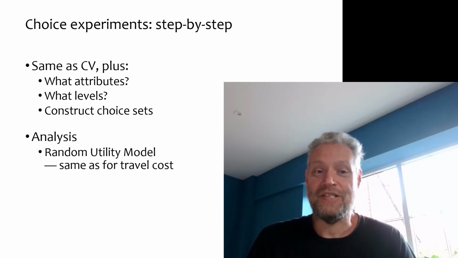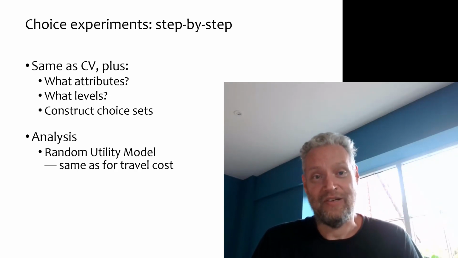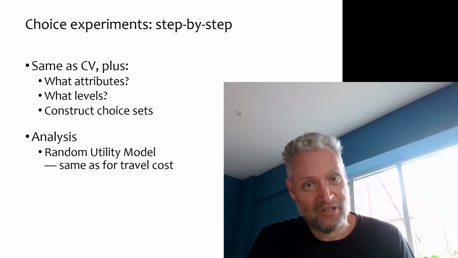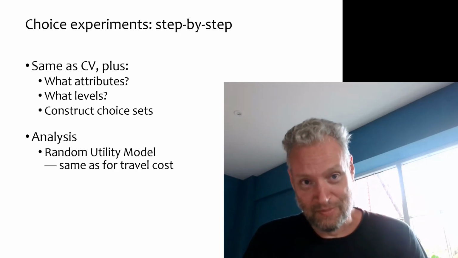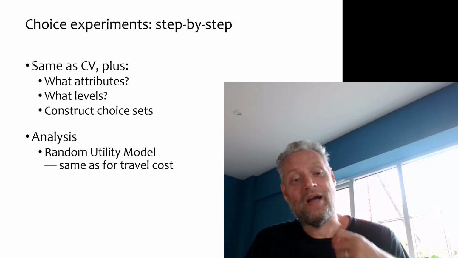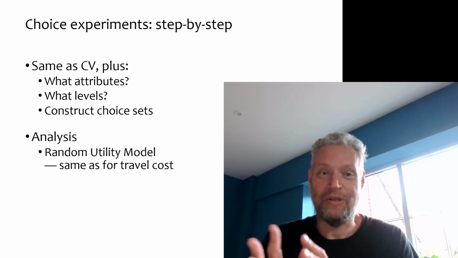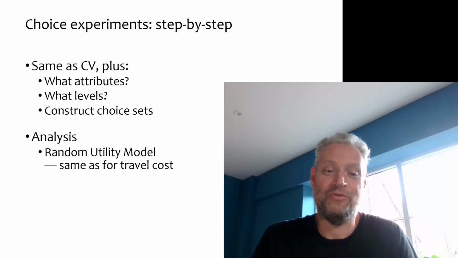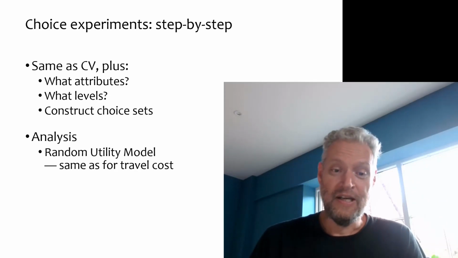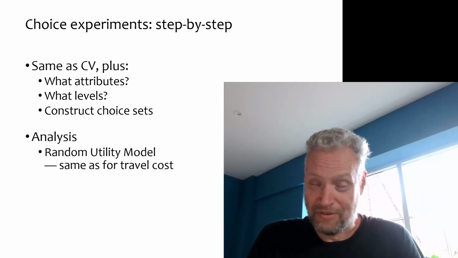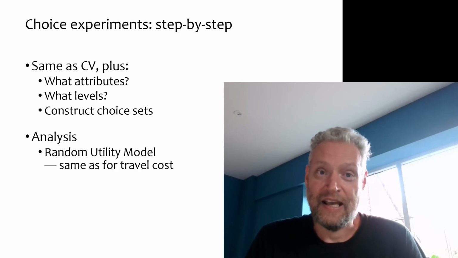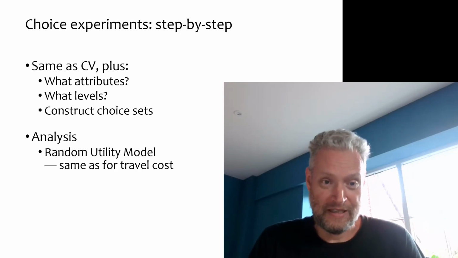The analysis is different than in a contingent valuation. It's much more like a travel cost model, where in this case you would use not the zonal travel cost model, because that would be entirely inappropriate, but you would follow the analysis that you would use in a random utility model. So the econometrics is known and feasible.